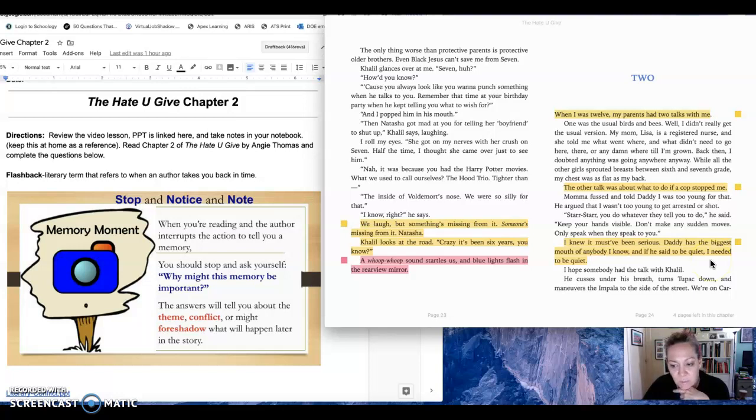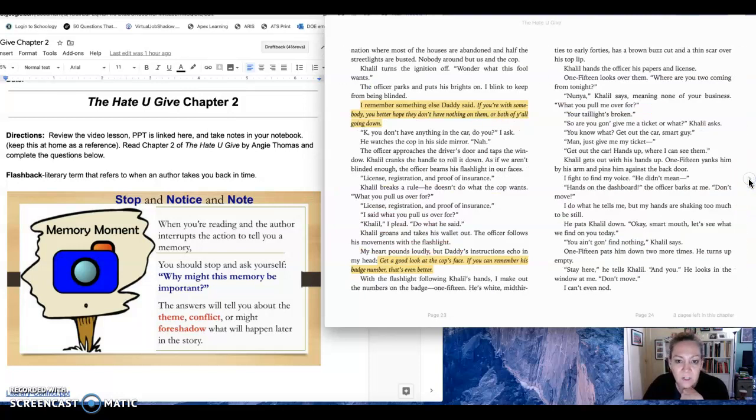He cusses under his breath, turns Tupac down, and maneuvers the Impala to the side of the street. We're on Carnation, where most of the houses are abandoned and half the street lights are busted. Nobody around but us and the cop. Khalil turns the ignition off. Wonder what this fool wants. The officer parks and puts his brights on. I blink to keep from being blinded. I remember something else Daddy said. If you're with somebody, you better hope they don't have nothing on them or both of y'all going down.